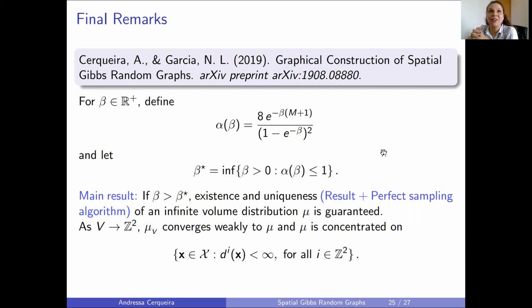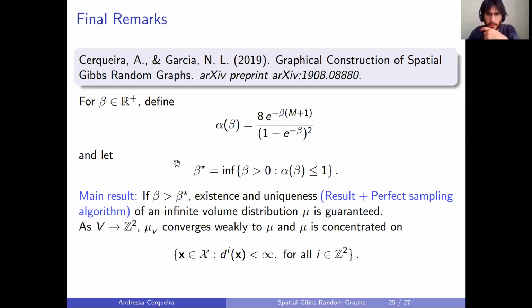Yeah, I don't know what happens when beta is smaller than beta star, because here we can guarantee that the clan of ancestors is finite, right? Yes. But I'm not sure. I think, yeah, probably it's not a necessary condition. Probably it's not, but I don't know how to prove it or what kind of techniques we can use in a different regime.